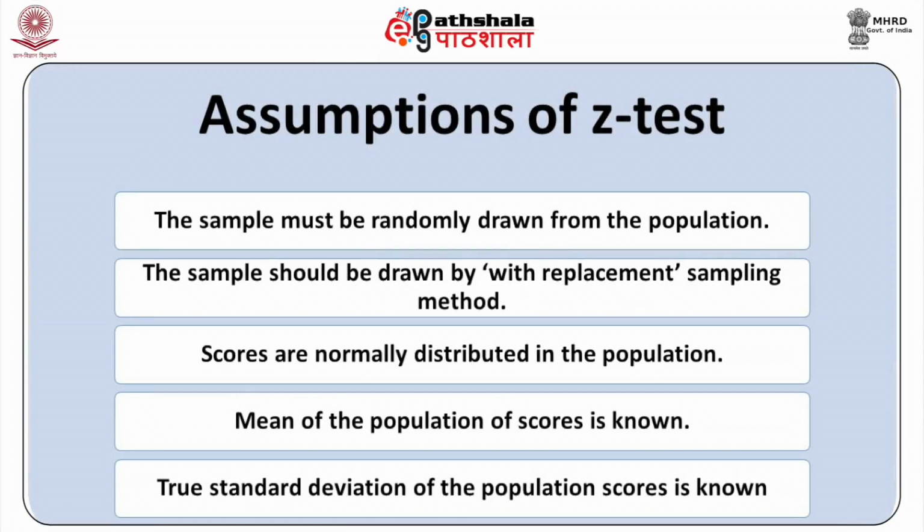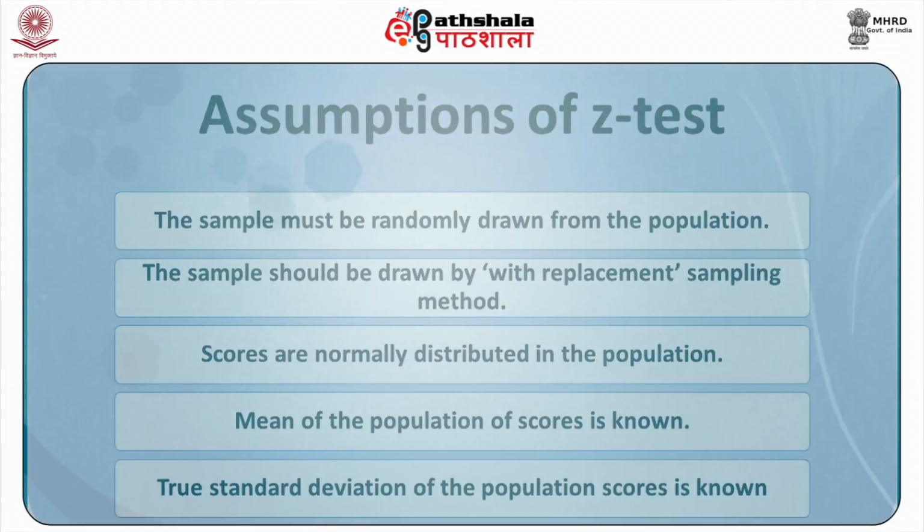For testing hypotheses about a single mean using z-test, the following conditions must be met. The sample must be randomly drawn from the population. The sample should be drawn with the replacement sampling method. The scores are normally distributed in the population. The mean of the population of scores is known, and the true standard deviation of the population scores is known.